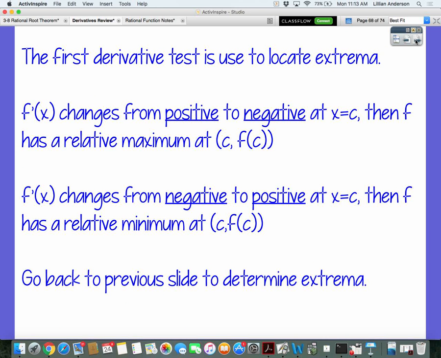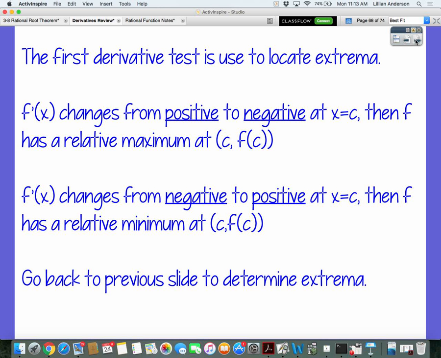Good job, Evan. So the first derivative test basically continues from that to help you locate extrema. You guys remember the first derivative test? Generally speaking, yes, you do, because you told me last week that there's a minimum there or there's a maximum there. That's what the first derivative test tells you.